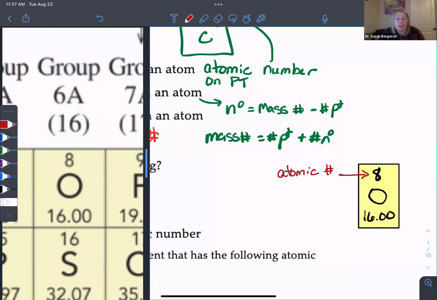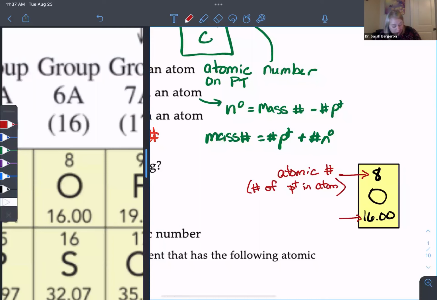and that is the number of protons. So the atomic number is also the number of protons in the atom. Okay, so that's a really big, really important piece of information there. What else can you derive from that square?